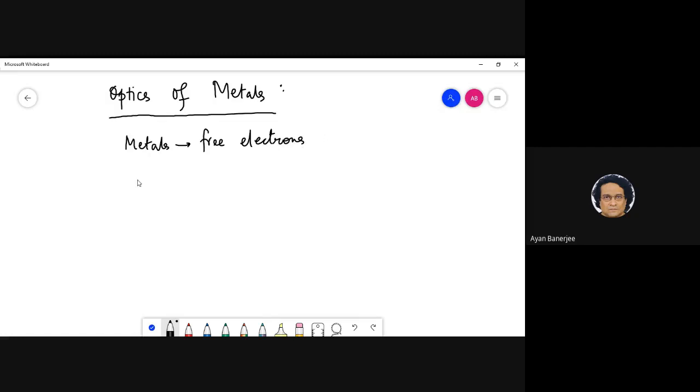However, this is quite important. When we talk of metals interacting with light, what are the aspects, what do you think really stands out? When I talk about metal and light, what is the first thing that comes to your mind? What is the first thing that comes to your mind?